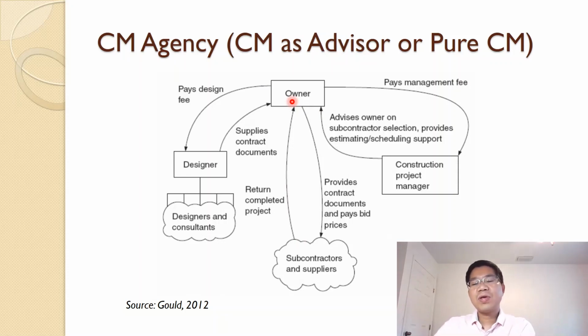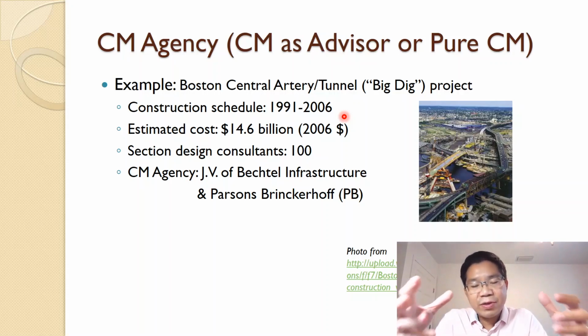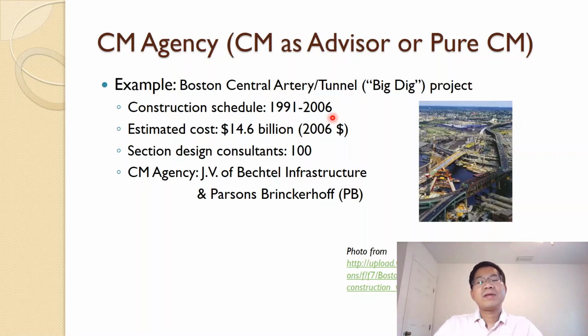Let me give you one example, a big project, and if you Google it, it is there: the Boston, Massachusetts Central Artery Tunnel project. It was built from 1991 to 2006. I will come back to this project when we get to the second section about the financial evaluation of projects, but remember the big one. It lasted 15 years, with an estimated cost in 2006 dollars of 14.6 billion. The senior design consultant was involved, and they applied CM agency.